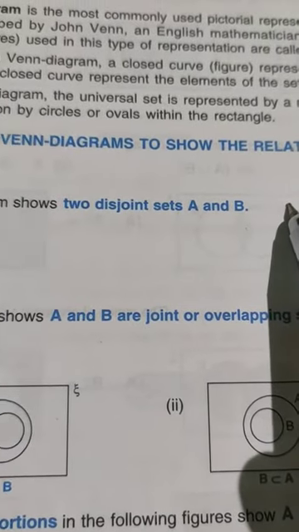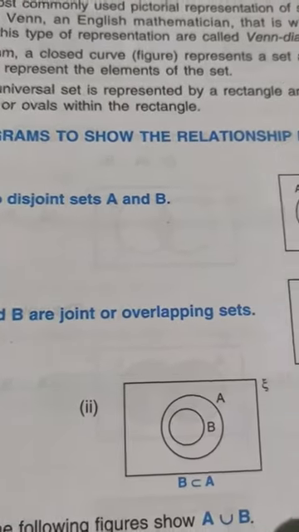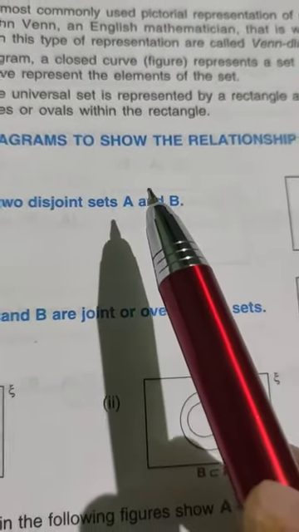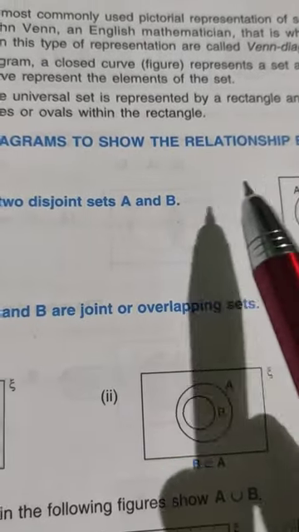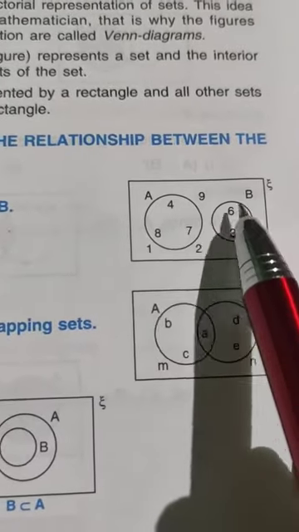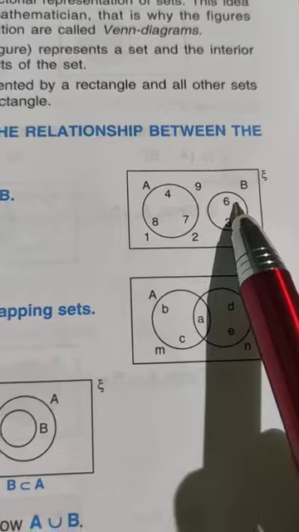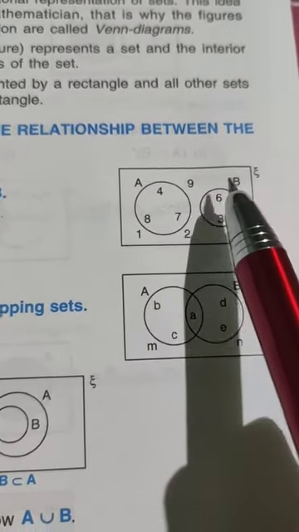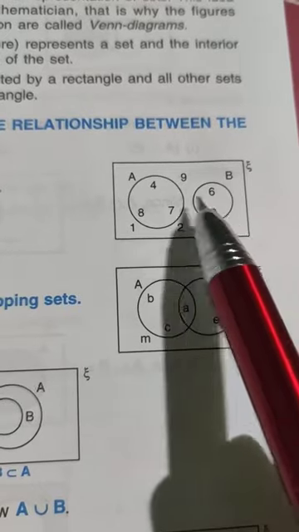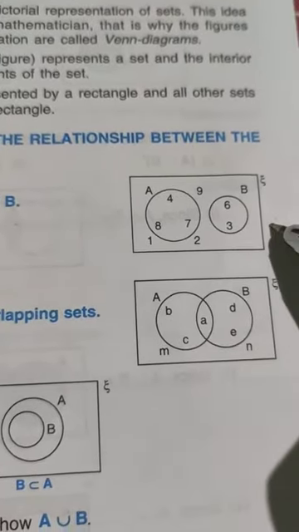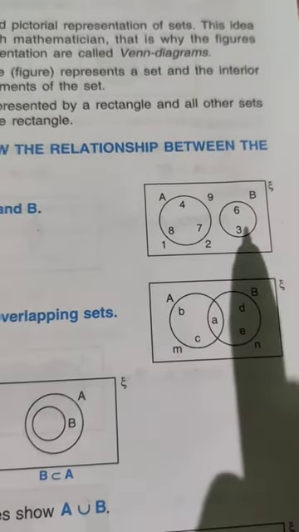You know what disjoint sets means? Disjoint sets means if no element is common in set A and B, they are called disjoint sets. जो set A और set B दोनों में कोई भी common element नहीं होने चाहिए. जैसे सी है 4, 8, 7 in set A and set B 6 and 3. Any common element? No. So this is called disjoint sets. So this is the Venn diagram of two disjoint sets.